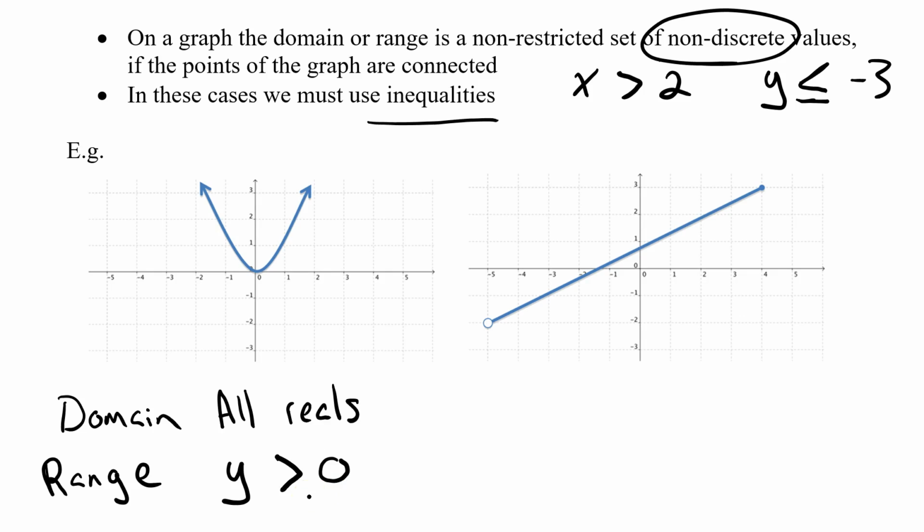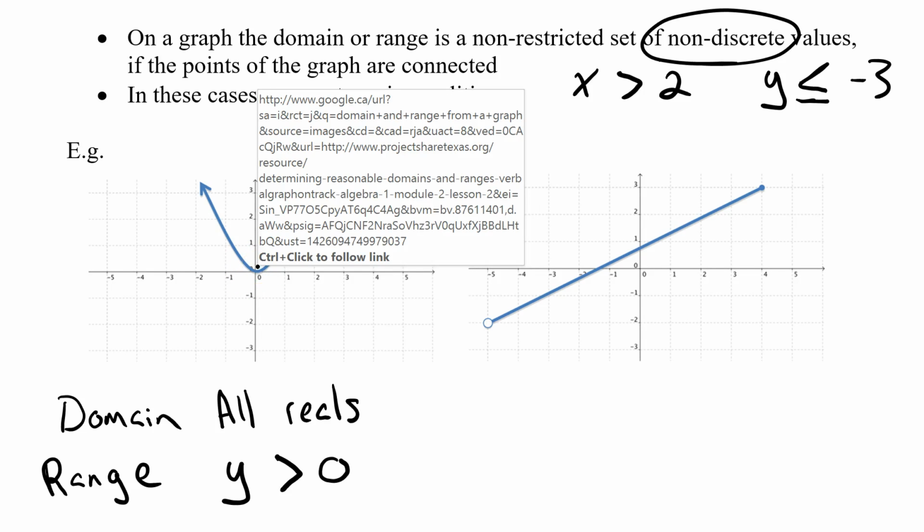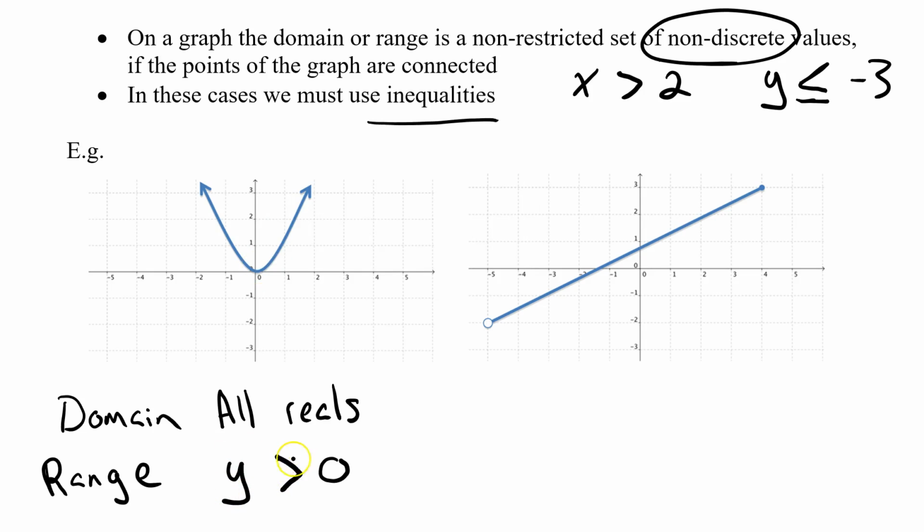But I have to do one more thing. I've got to actually look at the point 0. Can 0 fall on my graph? Well, yes, it can. So y doesn't have to be greater than 0. It has to be greater or equal to 0. So I put a little line underneath here. So my range is now y is greater or equal to 0. It means it could be 0, 1, 2, 0.5, anything on the positive side, which is exactly what my graph shows. Anything on the negative side does not match my graph.